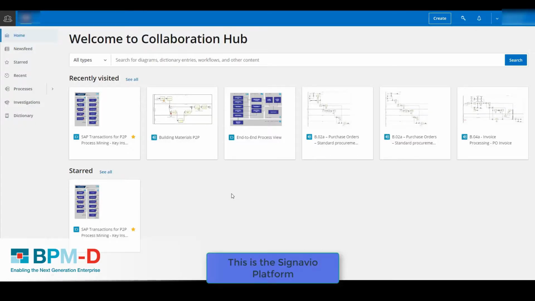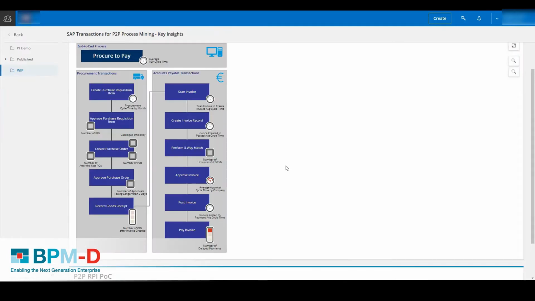A process mining project using the Signavio platform has been completed on the procure-to-pay process. Data for the following SAP transactions in both the procurement side and the accounts payable side was uploaded into the tool, along with key attribute data such as company name, segment, purchase classification, and PO type. This allowed us to generate key process insights across the P2P process.